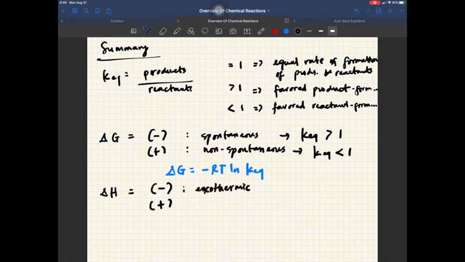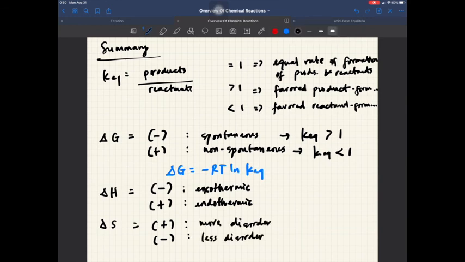It releases heat from the system and thereby results in the formation of a more stable product. And we have an endothermic reaction, which means that the reaction absorbs heat from the surroundings and results in the formation of less stable products. We also have delta S, which is your change in entropy. A positive delta S means that there is more disorder in the system after the product formation.